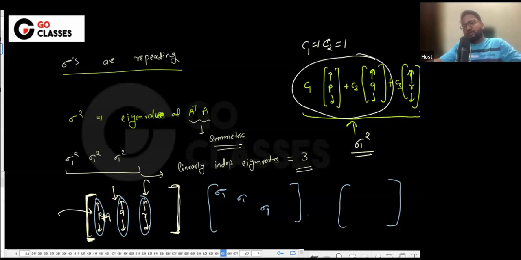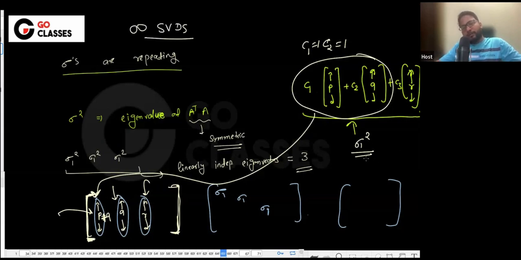Let's suppose this is the first vector you're writing here. Then based on the different values of C1 and C2, there are infinitely many possible ways to write the first vector itself. You can normalize it; normalization is not an issue. Just because of the different possible combinations of C1 and C2, you have infinite possibilities here, and you can later normalize. Which means there are infinite SVDs here. If the eigenvalues are repeating, in that case, there are infinite SVDs.